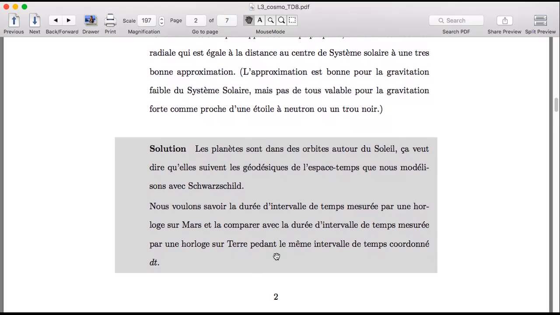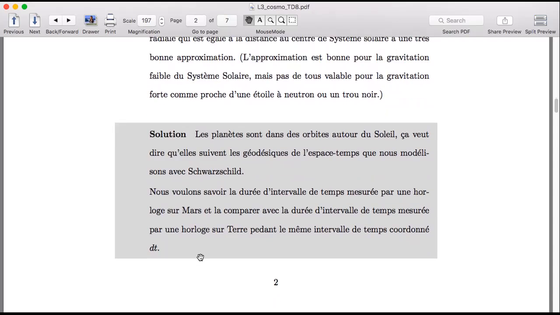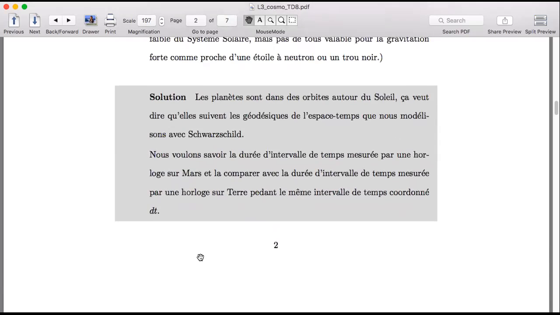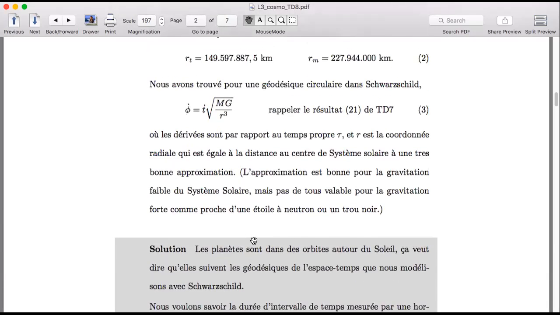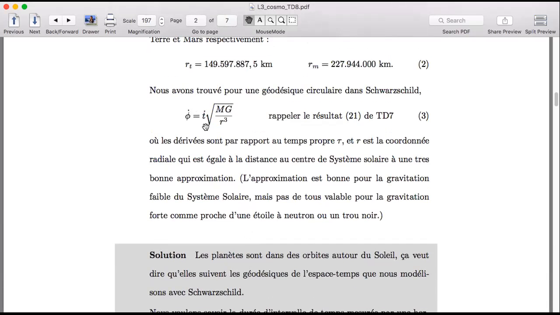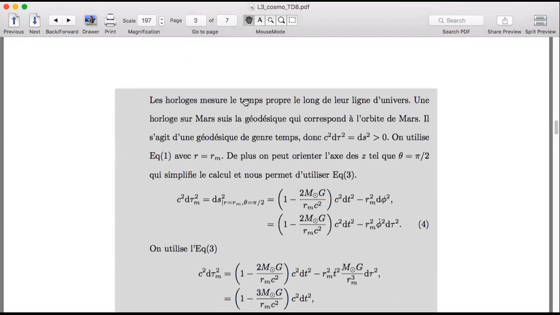Anyways, back to this problem. These planets are moving along geodesics, and our clocks are following their geodesics. So we're looking for proper time intervals along geodesics, and so we can use this relationship between phi dot and t dot for circular geodesics. So we're treating them as circular geodesics.